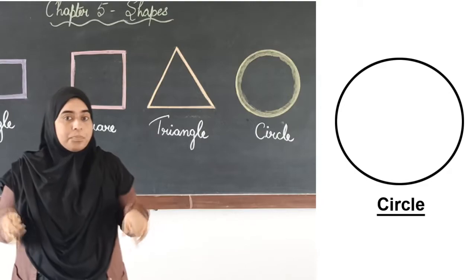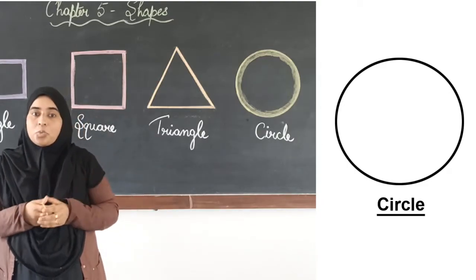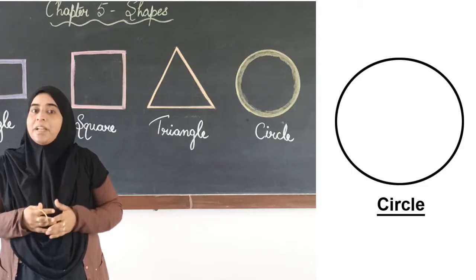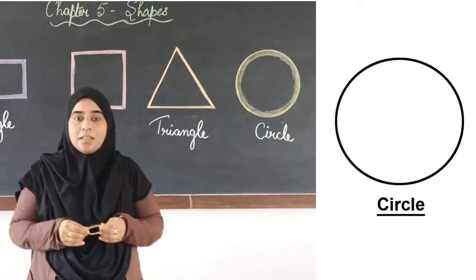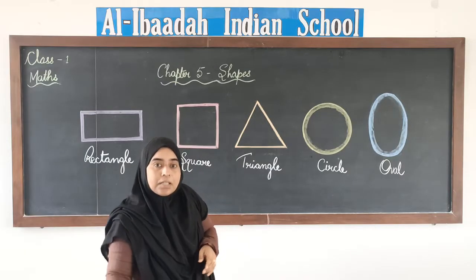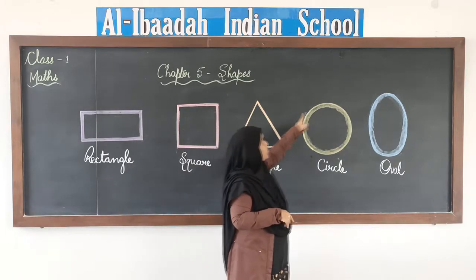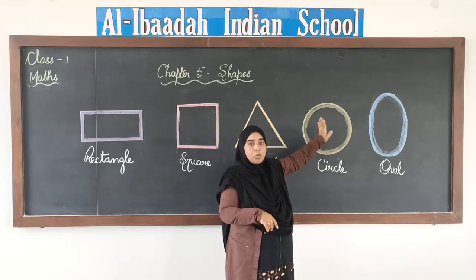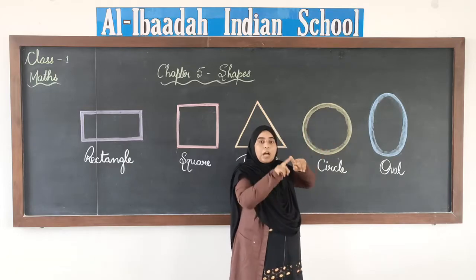A hula hoop. Have you seen a hula hoop? You must have seen it in your school, right? You must have played with the hula hoops, isn't it? It's another example for the circle. So the circle is round in shape. It's formed with a curved line. It has no sides, no corners. It's just a curved line that forms a round shape.